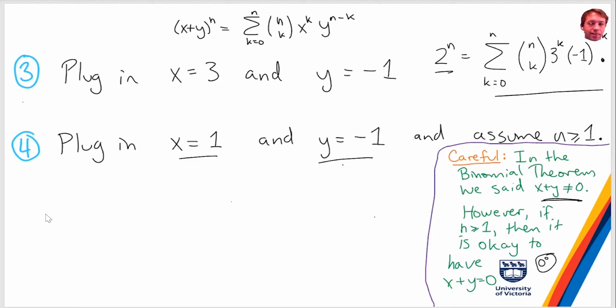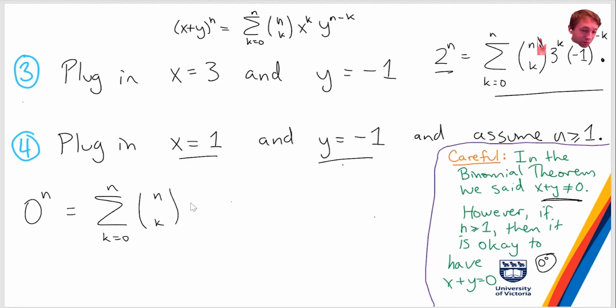So what's the left-hand side now? If I put x equals 1 and y equals negative 1. Anybody? So what's the left-hand side? Yep. So easiest thing in the world. I'm just trying to check if everyone's awake here. So it's 0, right? 0 to the n is 0 as long as n is at least 1.